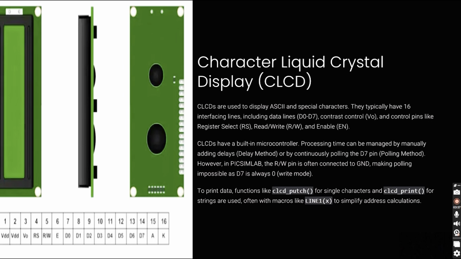CLCDs show characters like names, numbers, or messages. They use control lines and data lines to work. To display text, we use functions like CLCD_print and CLCD_put character. CLCD_put character is for single characters, while CLCD_print is for strings. Delays are used to give the LCD time to process each command.